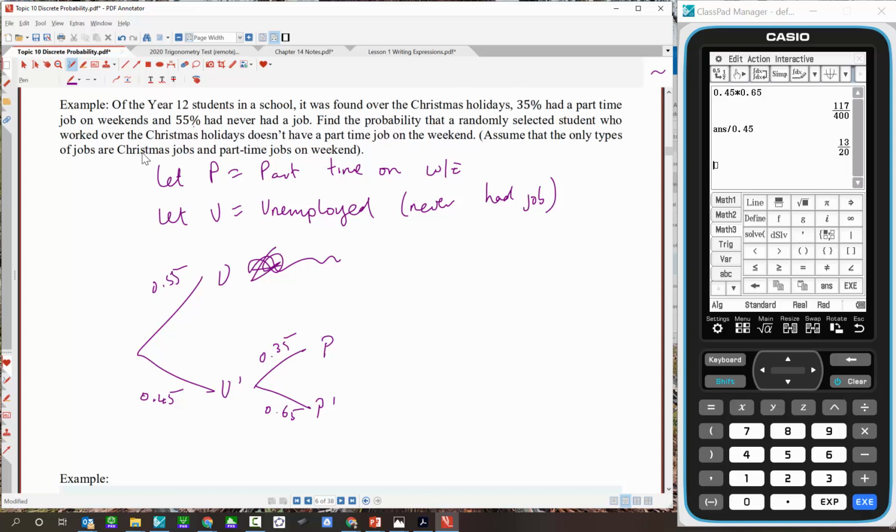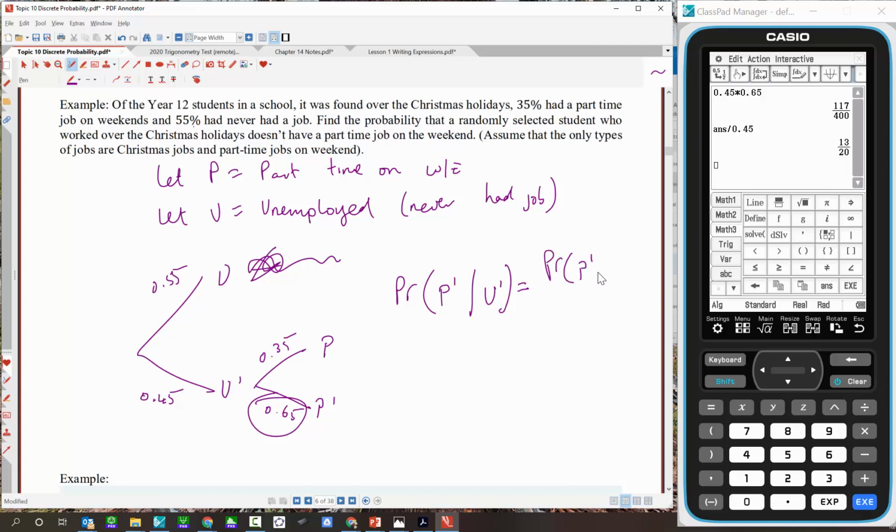Now, what are we looking at? We're looking at someone who was not unemployed over the Christmas holidays and doesn't have a part-time job, not part-time on the weekend. So that's going to be the probability that they don't have a part-time job on the weekend, given that they were not unemployed over the holidays. Now we can use the conditional probability formula, or we can note that it's actually just going to be 0.65, because that's all this is. This is the probability of not being part-time on the weekends, given that they weren't unemployed over the holidays. So the answer should be 0.65, but let's just run it through the formula and check out how this works.